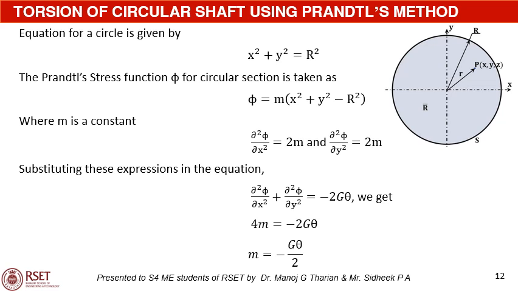Thus, the Prandtl stress function phi equal to m into (x square plus y square minus r square) satisfies the condition phi equal to 0 along the boundary of the cross-section. In this expression for phi, m is a constant. Differentiating, we get ∂²phi/∂x² equal to 2m and ∂²phi/∂y² equal to 2m.